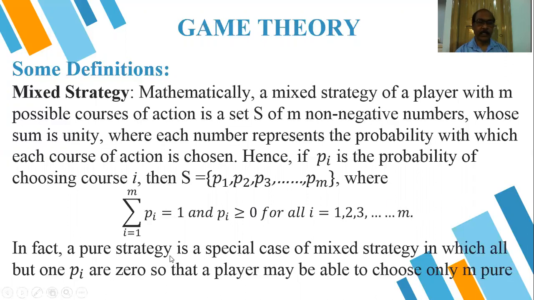In fact, a pure strategy is a special case of the mixed strategy, in which all but one Pi are 0. One Pi is not equal to 0 and all others are 0, so that a player may be able to choose only that pure strategy. That means the mixed strategy becomes a pure strategy when all the other probabilities are 0 except one, whose value is 1. That is, it comes back to the pure strategy.